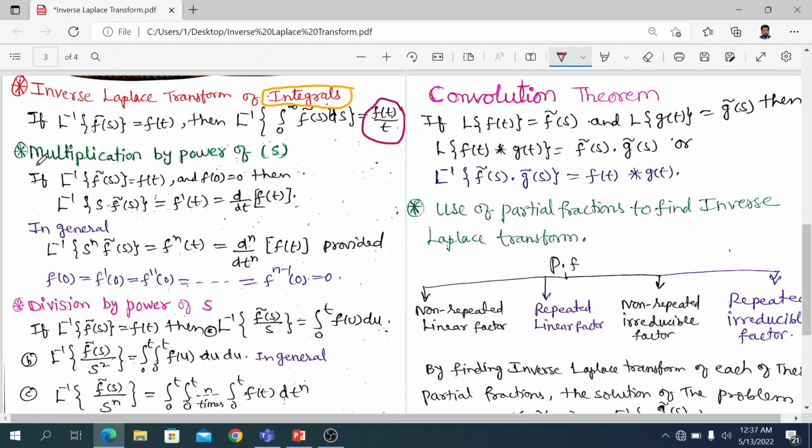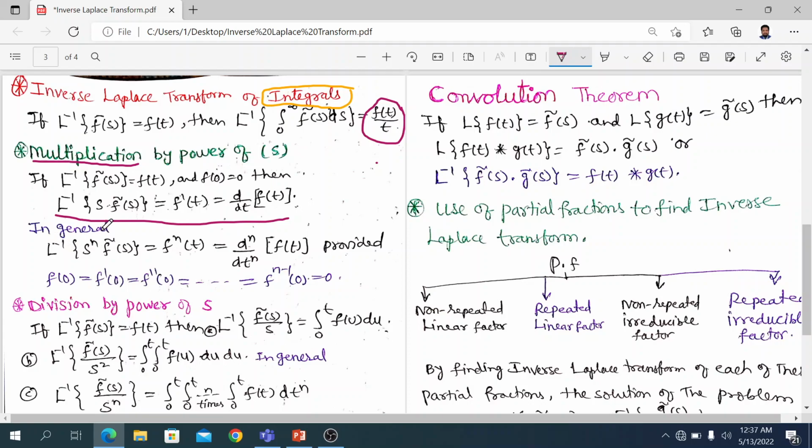Next, multiplication by power of s. If we already know that Laplace inverse of F of s is equal to f of t and f of 0 is equal to 0, then this is our formula you should remember. Laplace inverse of s into F of s, since it is multiplication, is nothing but f dash of t. F dash of t means d by dt of f of t. So this is for multiplication by s power of 1.